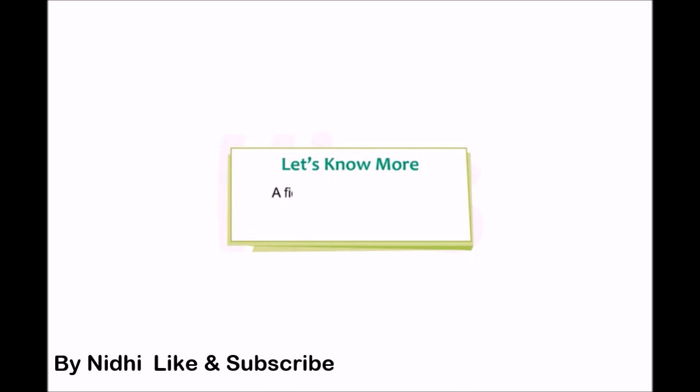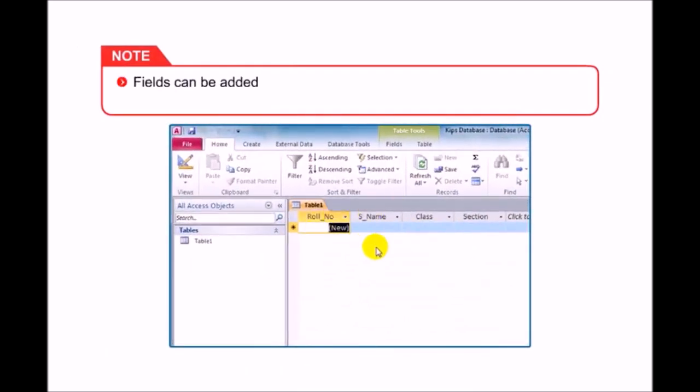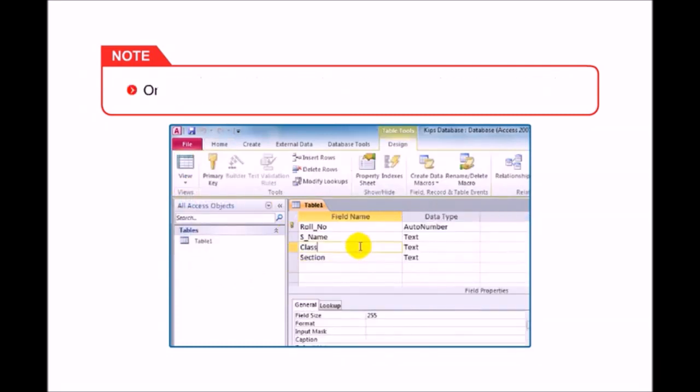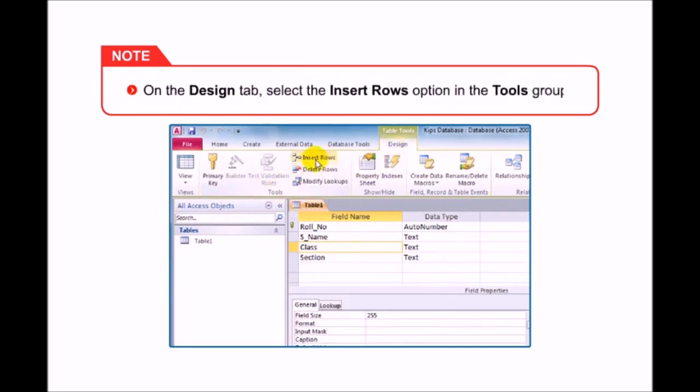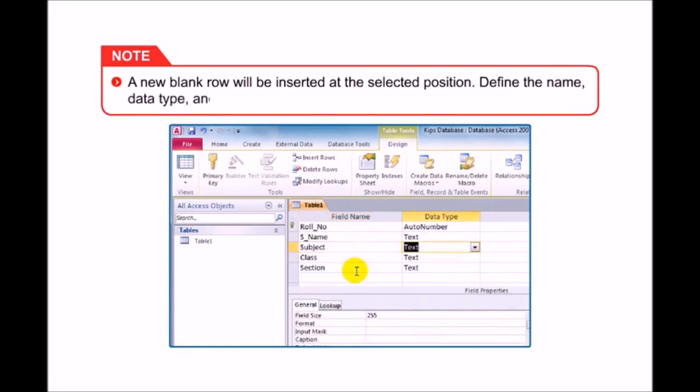Students, note that a field name can have up to 64 characters including spaces. Students, note that fields can be added or deleted later in a table by opening the table in Design view. On the Design tab, select the Insert Rows option in the Tools group. A new blank row will be inserted at the selected position. Define the name, data type, and properties for the new field.